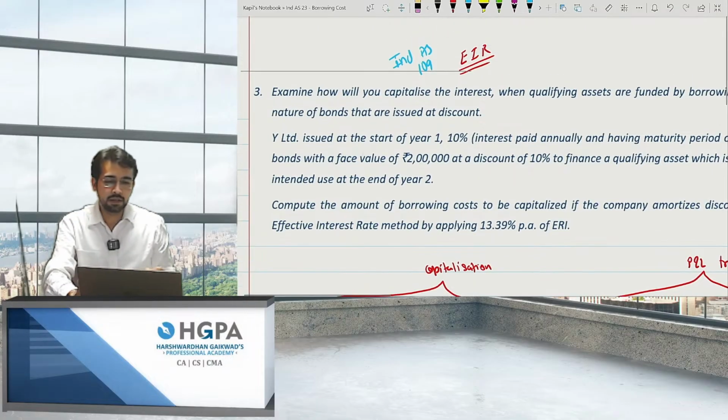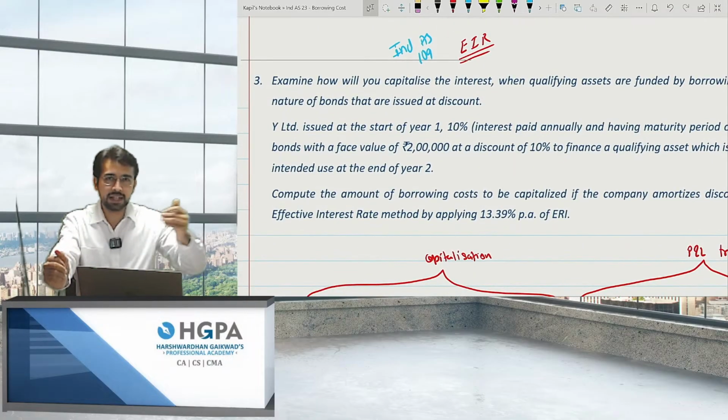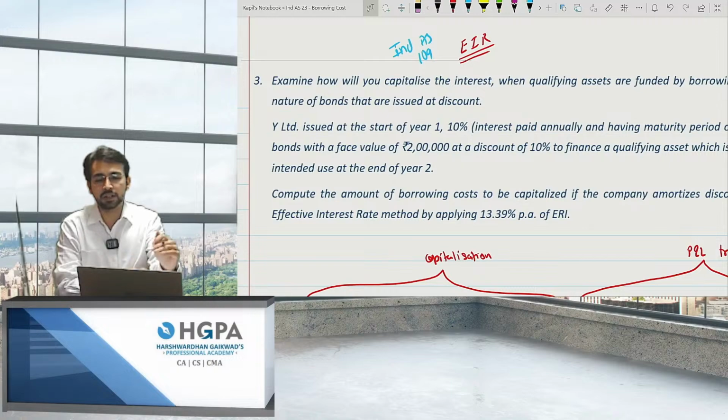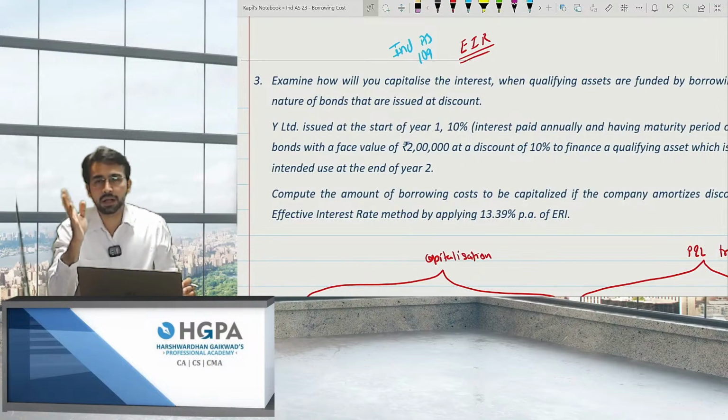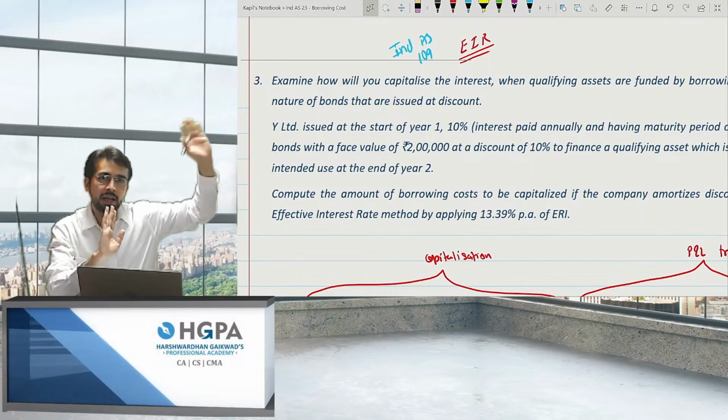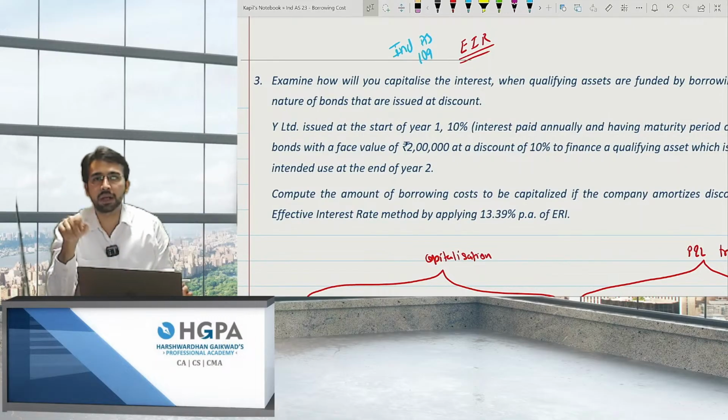Or else, if you have skipped that chapter up till now, IND AS 109 is not yet completed, if at all. Or else, if you do not recall that chapter, just recall the hire purchase principle. In that way, we used to make a table: opening, closing, IGI. That is the complete table.